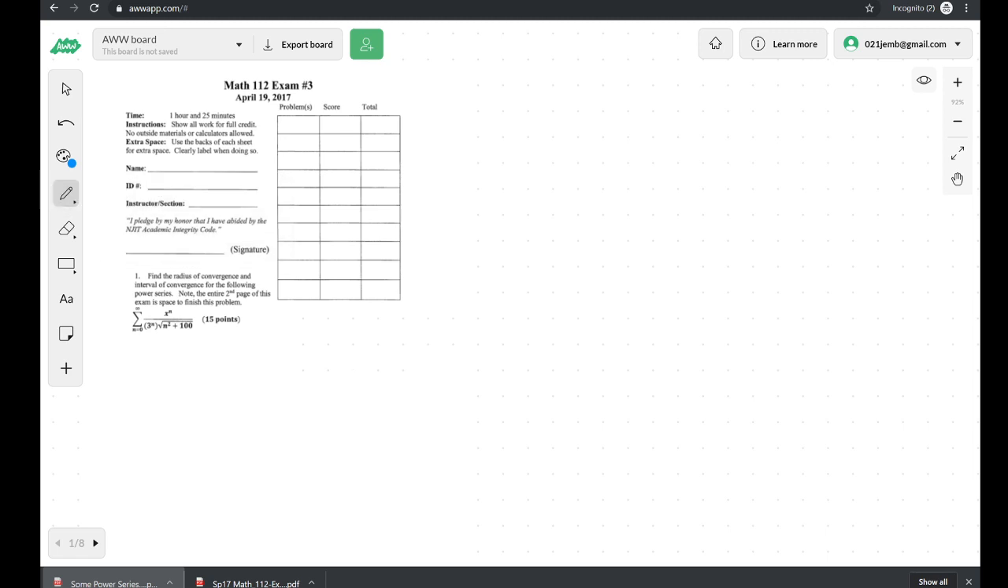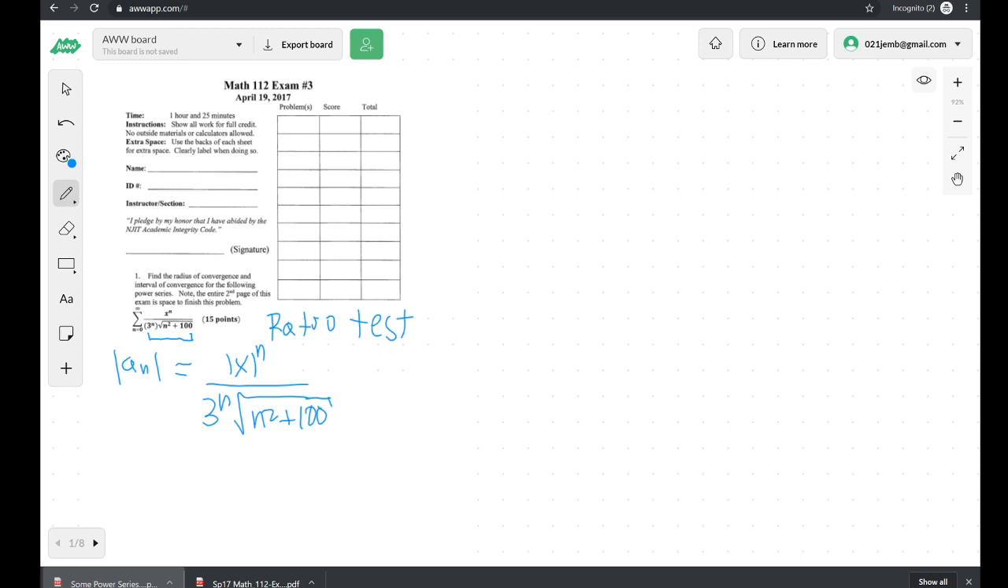So let's do the ratio test. For the ratio test, we need the absolute value of our a sub n, whatever is inside the series, which is the sequence. The absolute value of a sub n is the absolute value of x to the power of n divided by 3 to the n times the square root of n squared plus 100. So that will be a sub n.